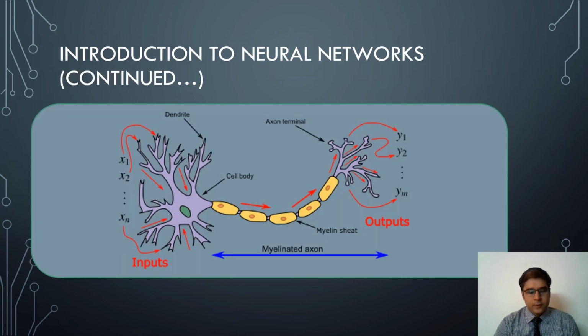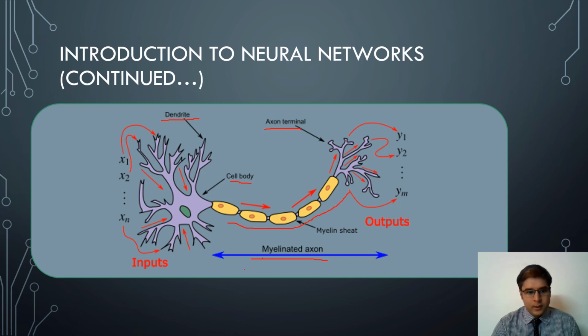In this slide we can see a biological neuron. A biological neuron consists of a cell body, dendrites, axons, and a myelinated axon connector, which is this one.